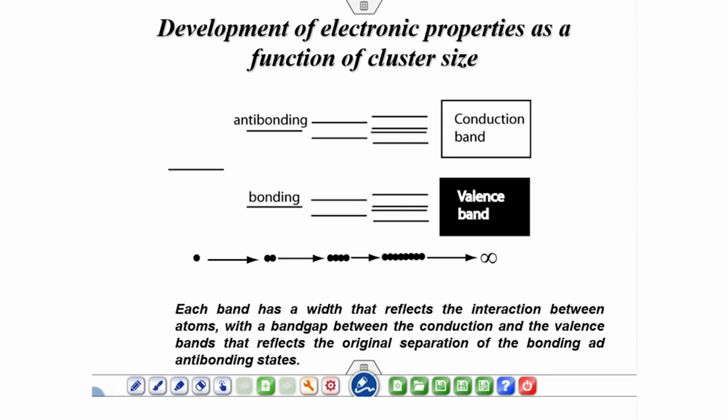As you know, in a material you have antibonding and bonding orbitals, and electrons are divided between the conduction and the valence band, right. Each band has a width that reflects the interaction between the atoms, with a band gap between the conduction and the valence bands that reflects the original separation of the bonding and antibonding states, right. This is the band gap.